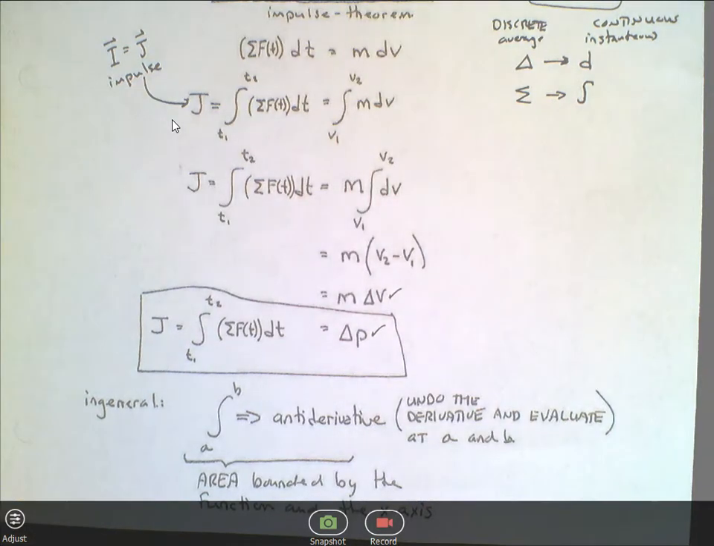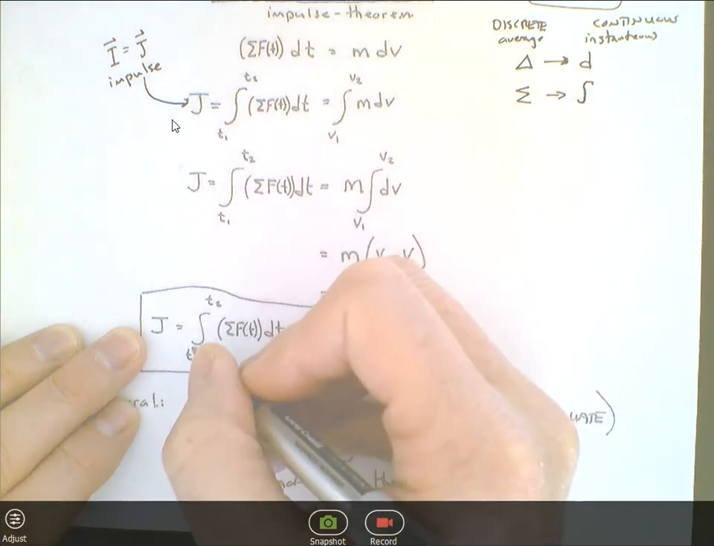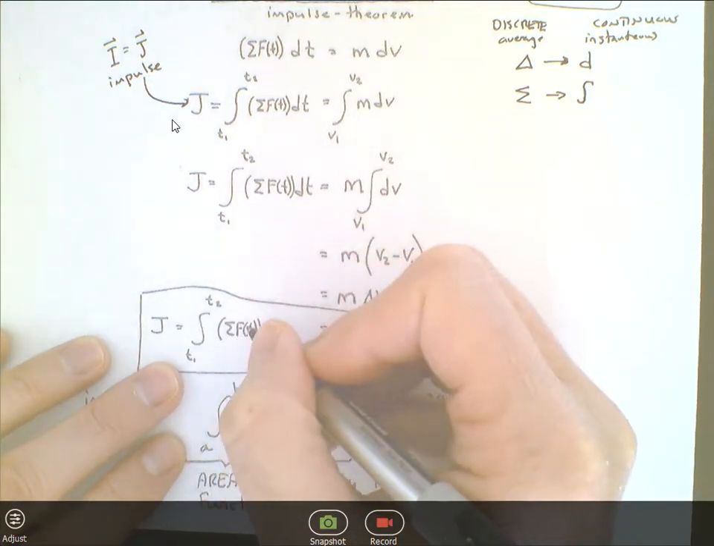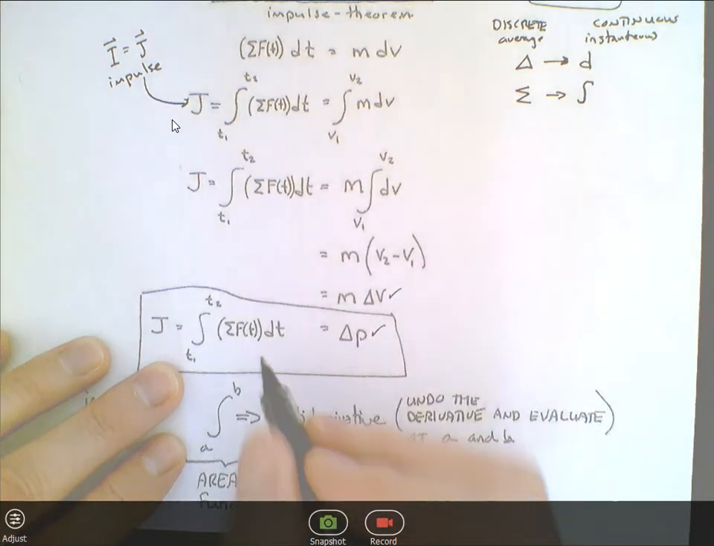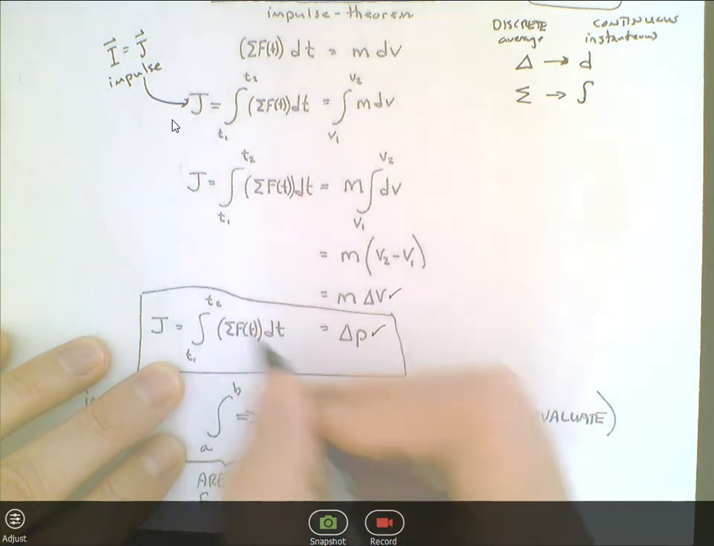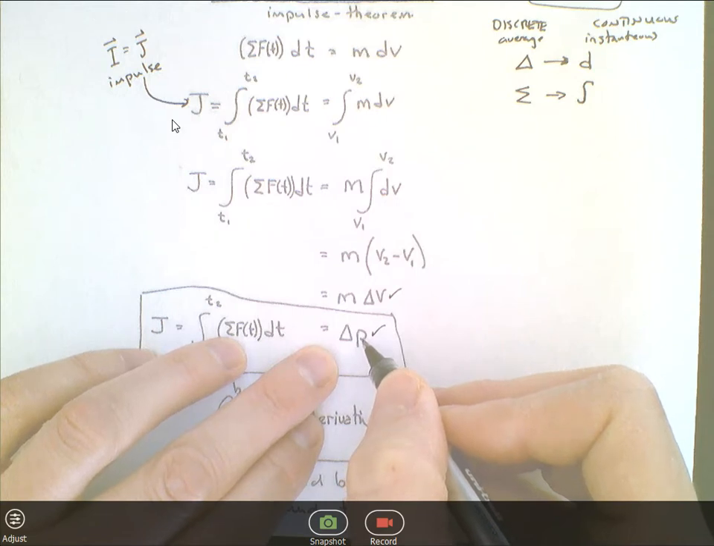Well, what does m delta v represent? The momentum, or the change in momentum. Okay? So you're like, oh, impulse equals change in momentum. So this last term here says if we integrate the force over some time interval from t1 to t2, it tells us the impulse, or it tells us the momentum change.